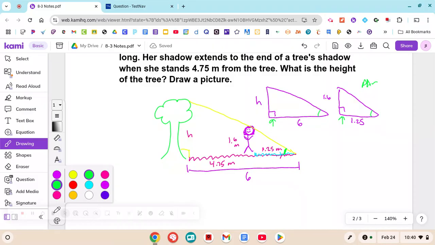So we're just going to use a proportion, kind of like what we were doing yesterday. So you're going to do h over 1.6. And we're going to set that equal to 6 over 1.25. So cross multiply, you get 1.25h equals 6 times 1.6. We'll divide by 1.25.